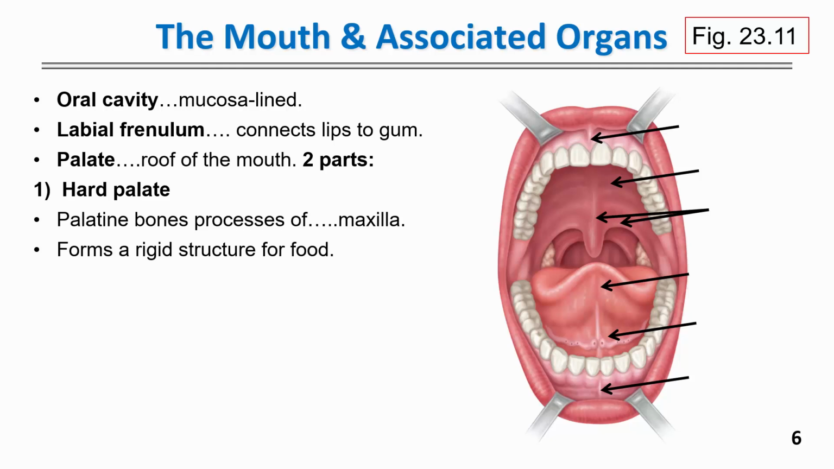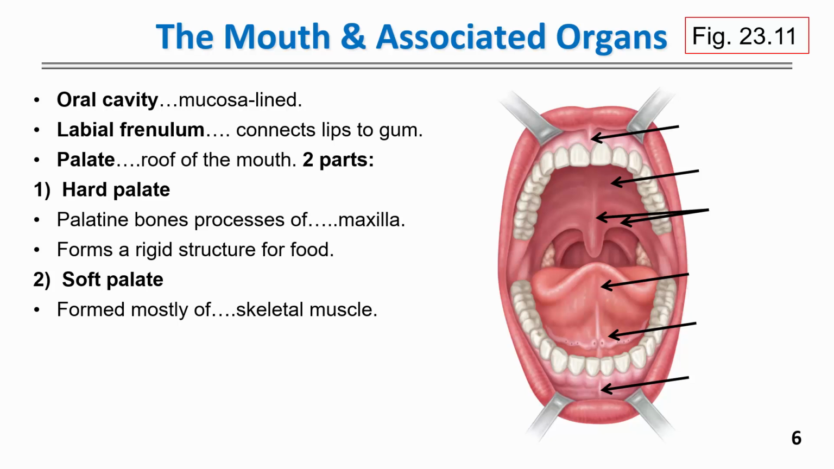And the hard palate forms a rigid structure for food when a person makes the decision to swallow that food. So the tongue will force food superior against the hard palate where it has nowhere else to go except for moving in a posterior direction towards the posterior part of the oral cavity.